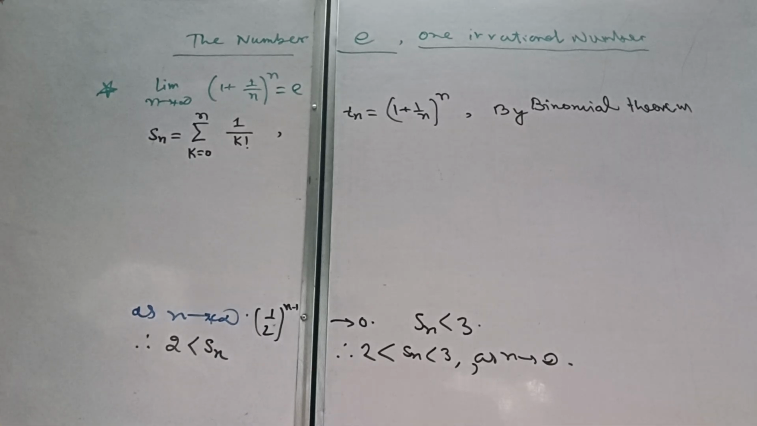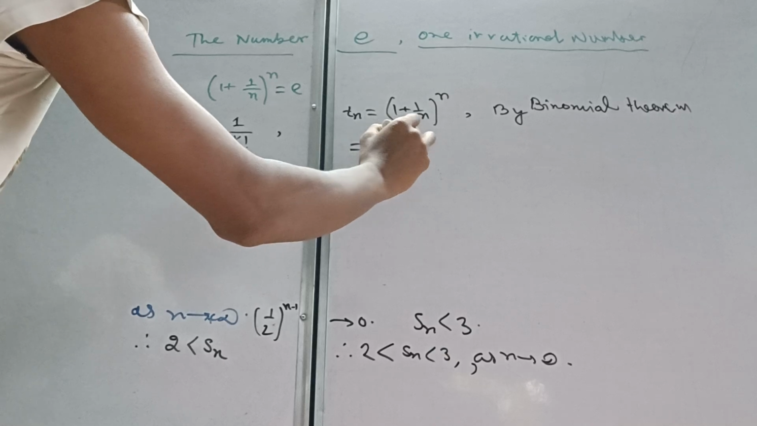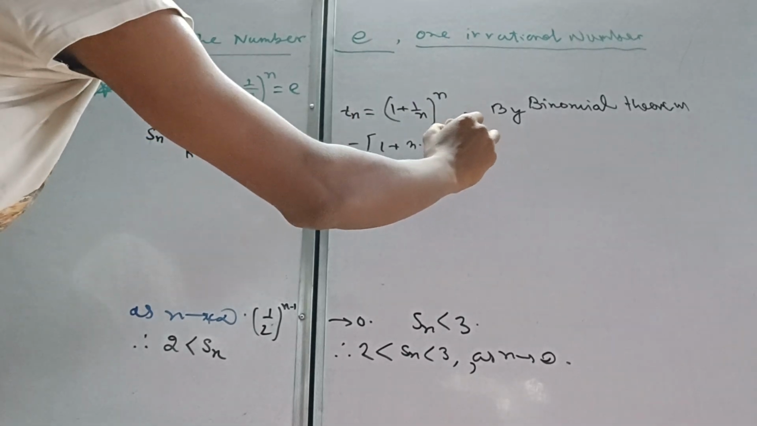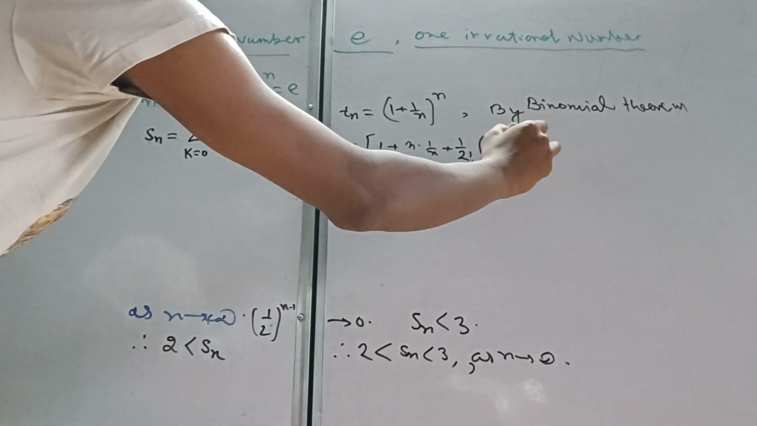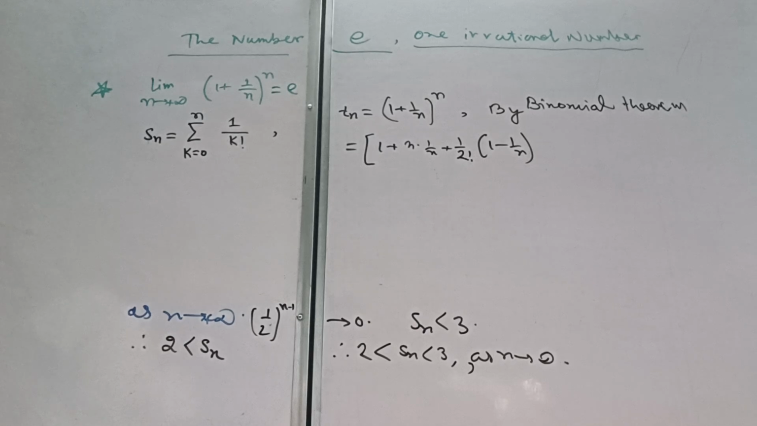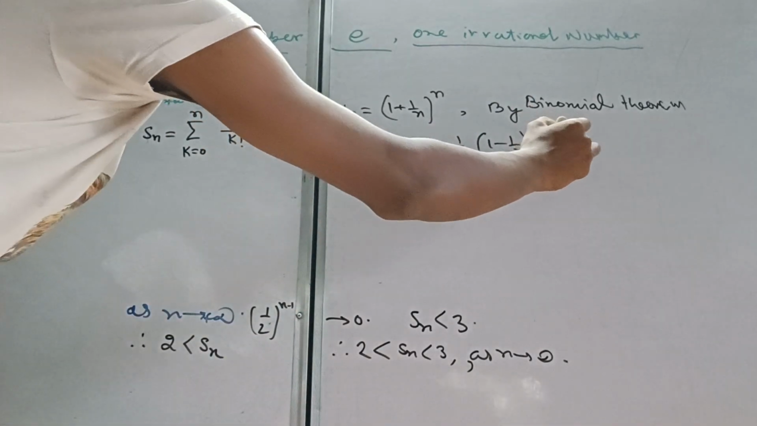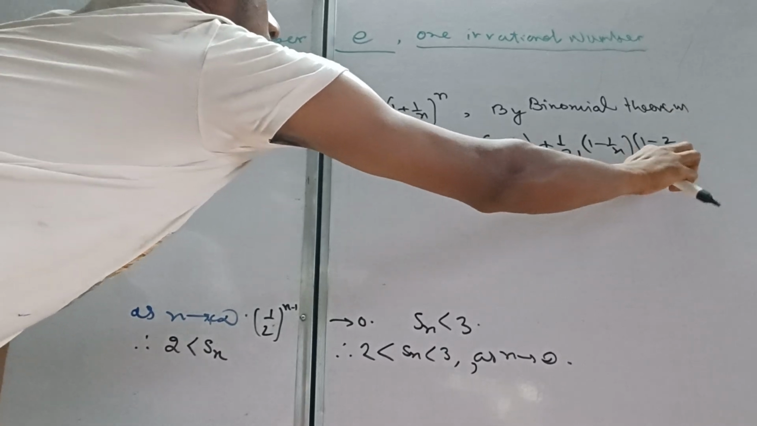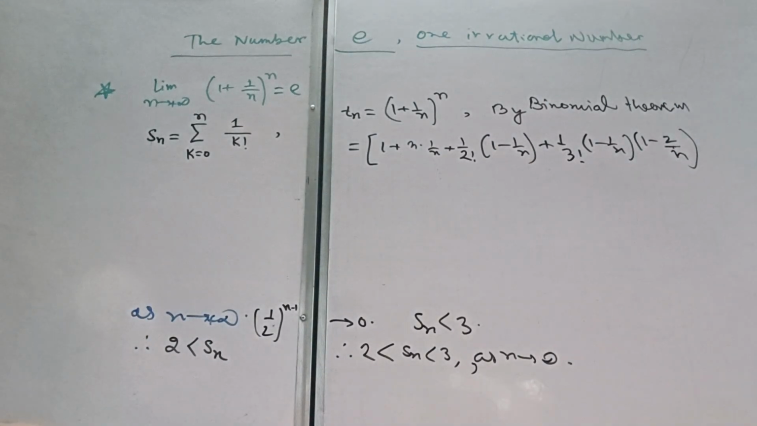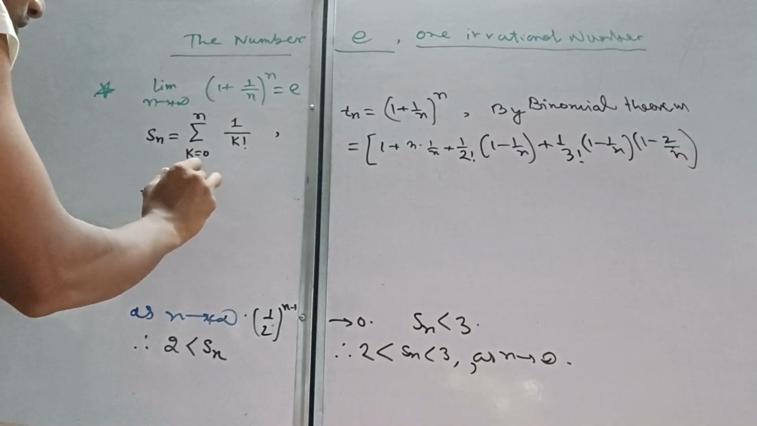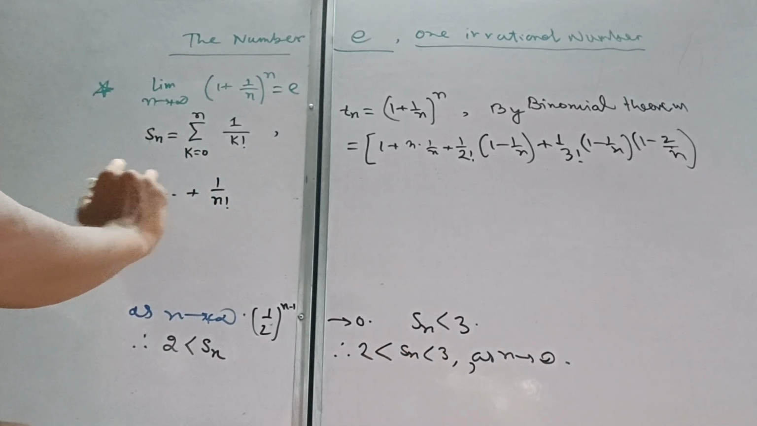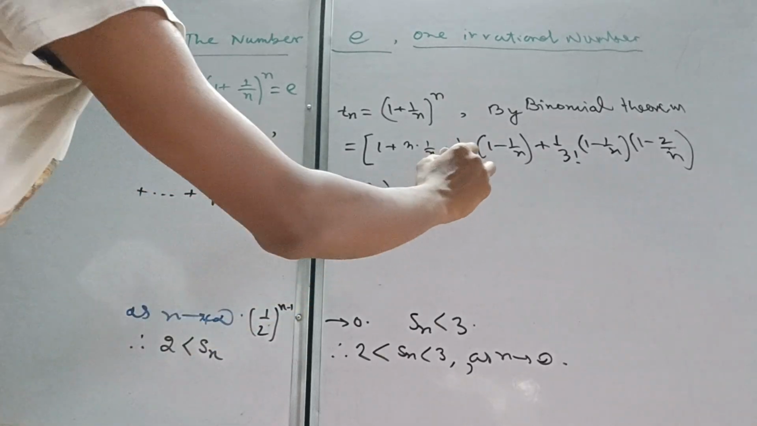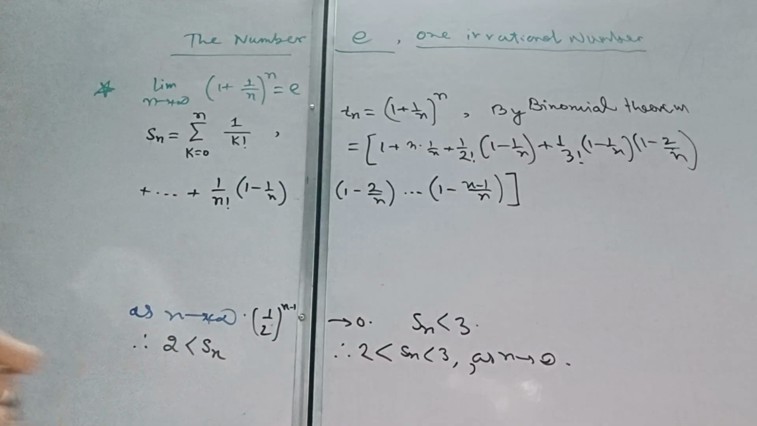we write Tn equal to 1 plus n multiplied by 1 by n, plus 1 by factorial 2 multiplied by (1 minus 1 by n), plus 1 by factorial 3 multiplied by (1 minus 1 by n)(1 minus 2 by n), plus and so on, up to 1 by factorial n multiplied by (1 minus 1 by n)(1 minus 2 by n) up to (1 minus n minus 1 by n).